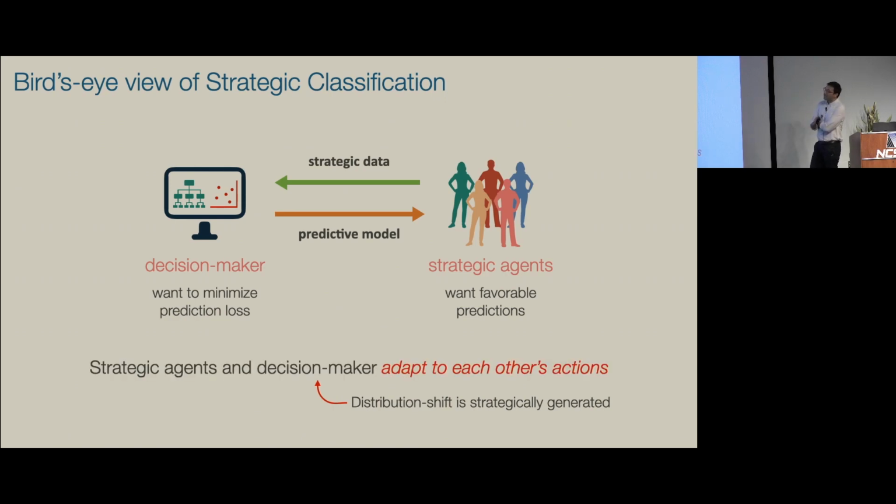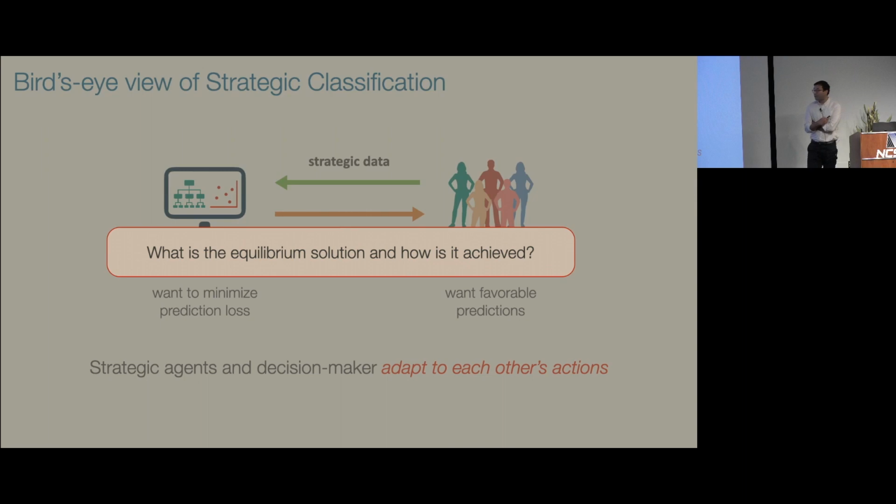So this is a form of distribution shift, but it's a very particular form of distribution shift that we're interested in, which is distribution shift due to strategic manipulations. And the general question in strategic classification is, what's the natural equilibrium solution for this type of game theoretic interaction, and how is it achieved?